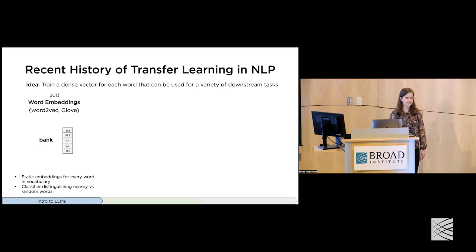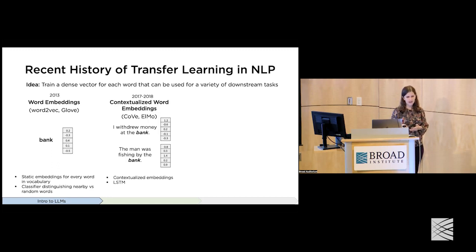Starting in 2013, there were static word embeddings like word2vec, and these were the standard for several years. You generate a single embedding for each word in your vocabulary. Then starting in 2017 to 2018 came the era of contextualized word embeddings. And the idea here is that a word might have a different meaning depending on where it appears in the sentence. So the word bank might have a different meaning in the sentence, I withdrew money at the bank, compared to the sentence, the man was fishing by the bank.